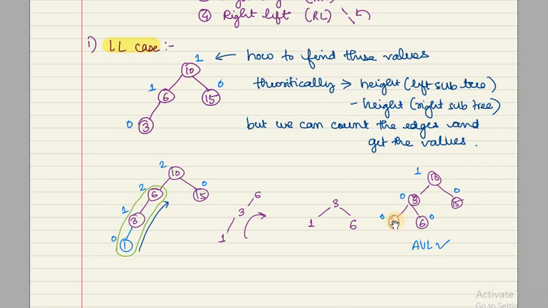we find the values 1, because 2 minus 1 is 1, then 0 minus 0, 0 minus 0, and this is 1 and this is 1. So 1 minus 1 is 0. So all these values are permissible, and thus we can say that though this was not an AVL tree, with the right rotation we have been able to obtain an AVL tree. Okay, this is one of the cases. This is the left case, because we find a left imbalance.